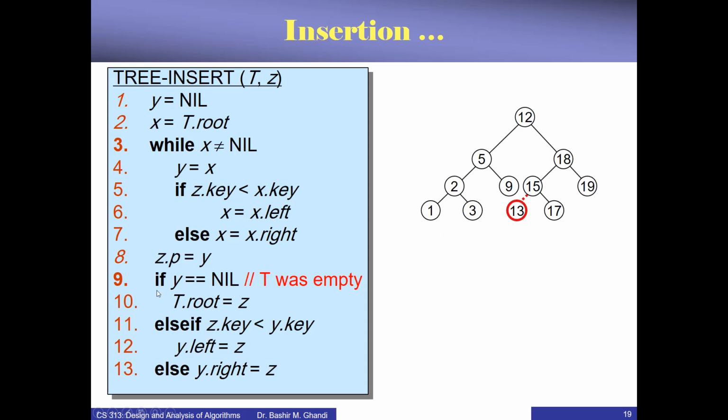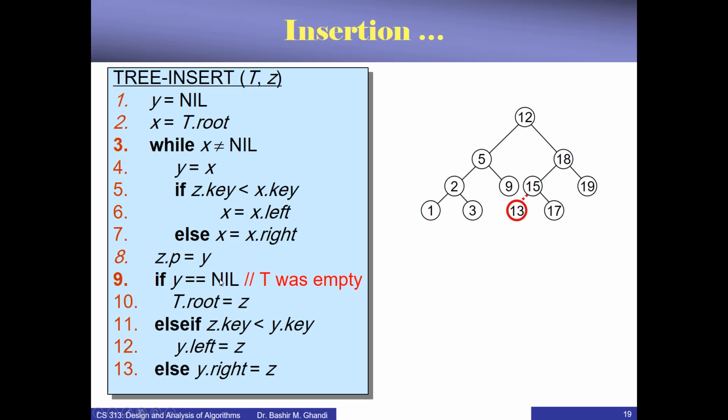Next, we check if y is nil. If y is nil, it means the parent is nil. So in fact, the original tree we were trying to do the insertion into was empty, if that is the case. So in that case, we simply set the t dot root to be equal to z. There is nothing else to do.